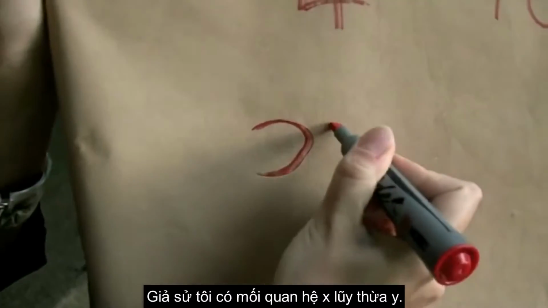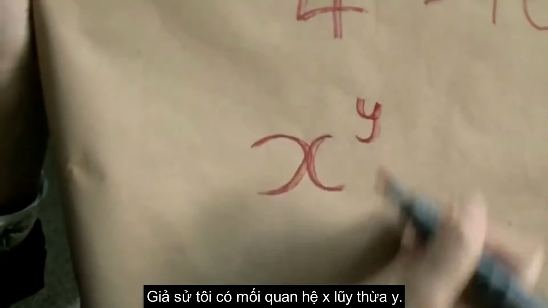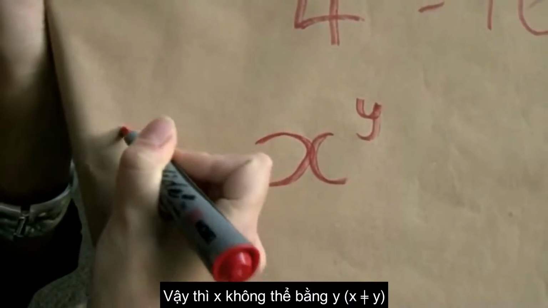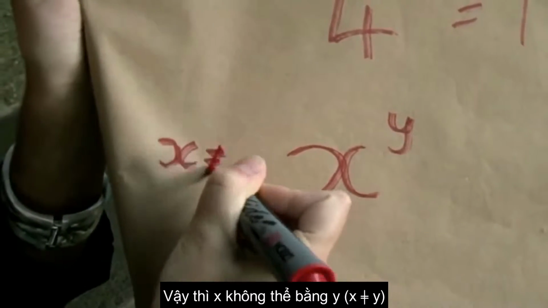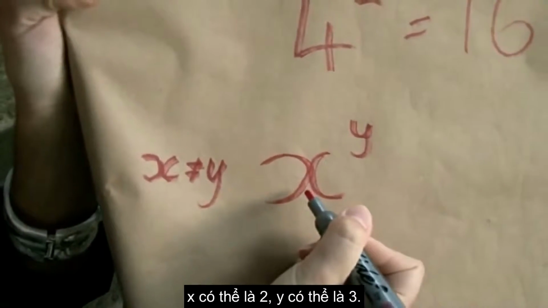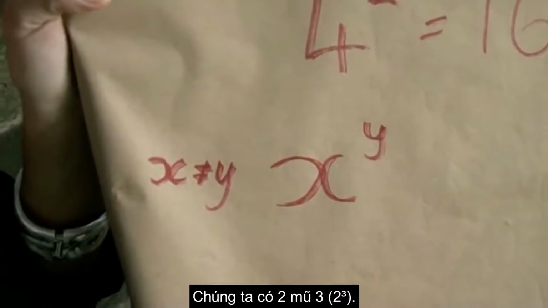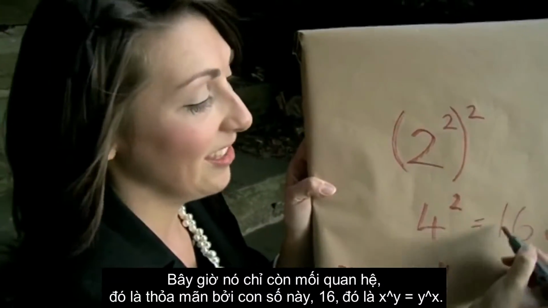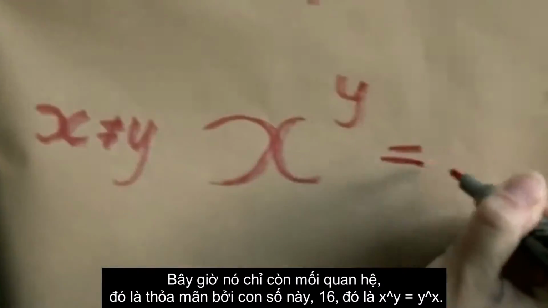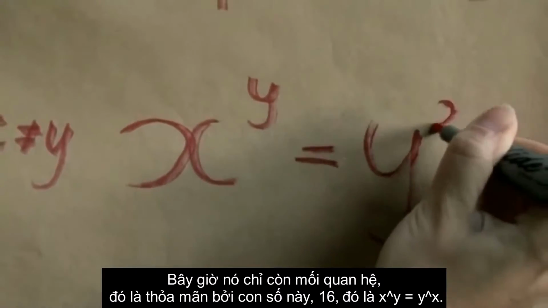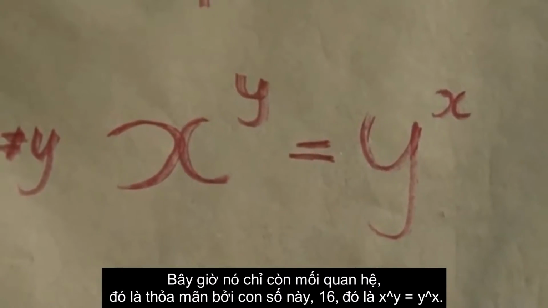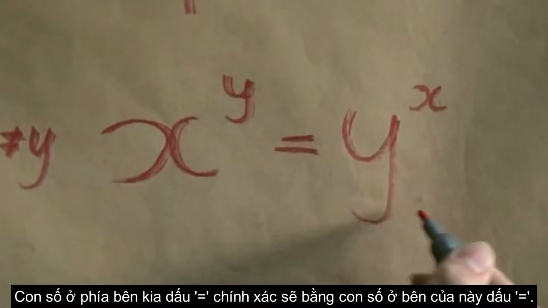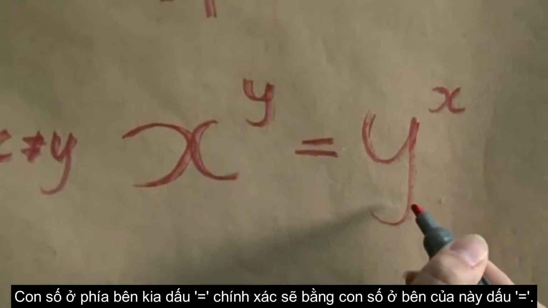Let's say I have the relationship x raised to the power of y. So x and y are 2 different integer numbers. So x cannot equal y. So x could be 2, y could be 3. We'd have 2 cubed. Now the only relation that is satisfied by this number 16 is that x to the y is equal to y to the x. So the number on this side of your equal sign is going to be exactly the same as the number on this side of the equal sign.